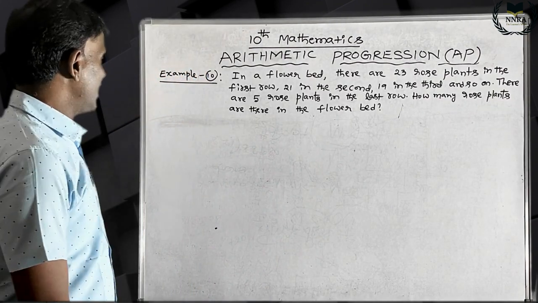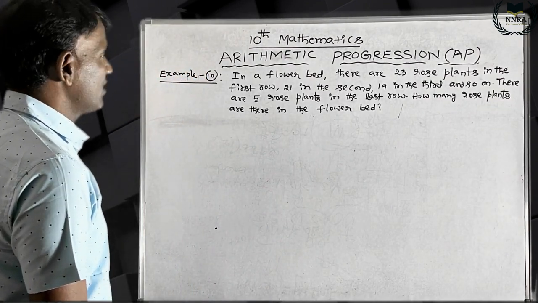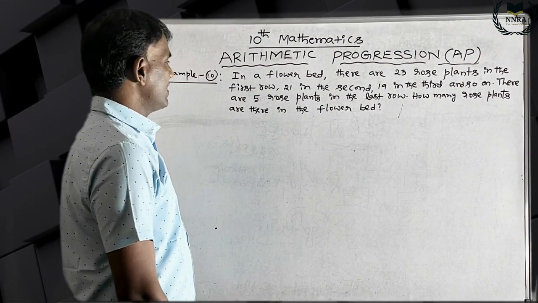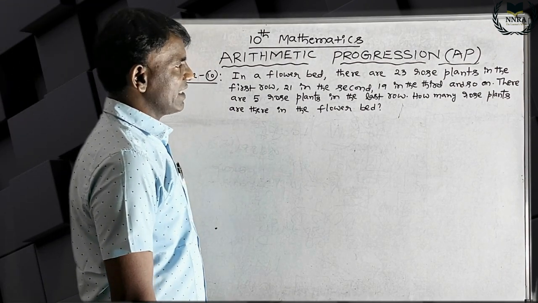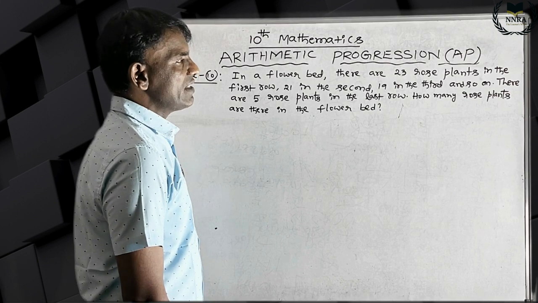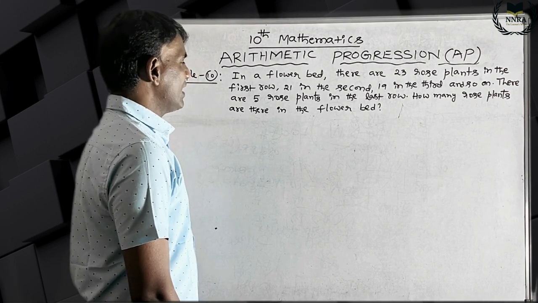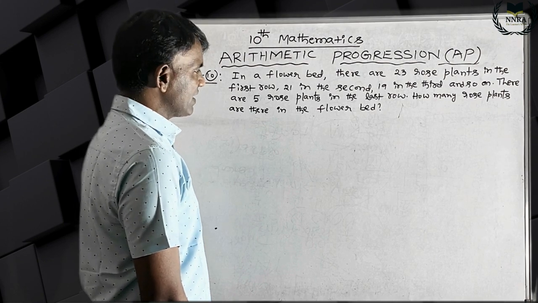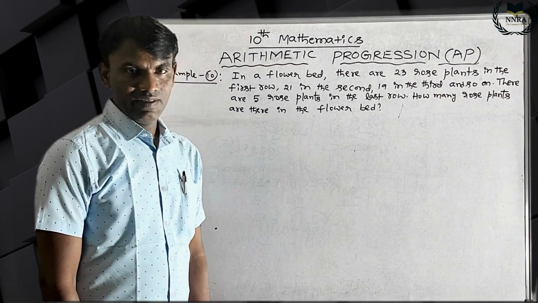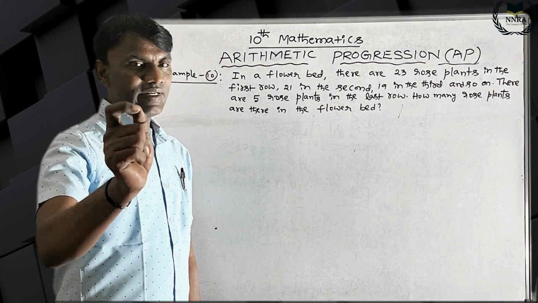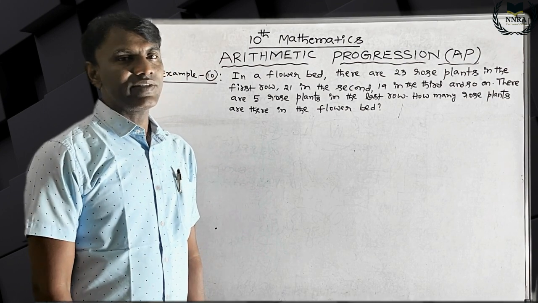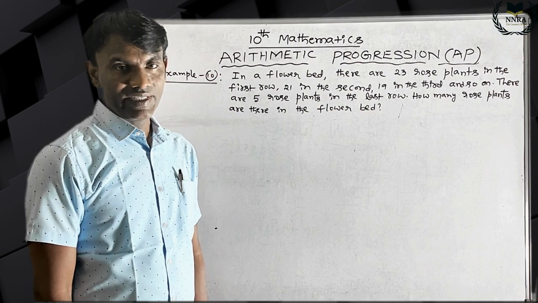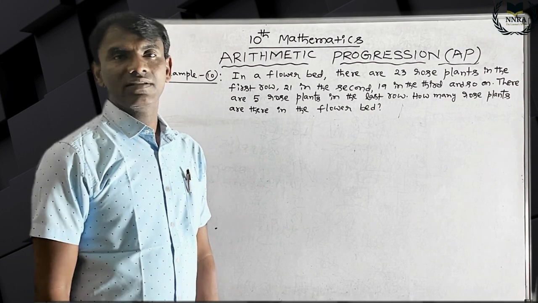Okay. Now see this example number 10. In a flower bed, there are 23 rose plants in the first row, 21 in the second, 19 in the third, and so on. There are 5 rose plants in the last row. How many rose plants are there in the flower bed? Means just we find the value of n. For that we can use the general term or nth term formula an. An equal to a plus n minus 1 into d.